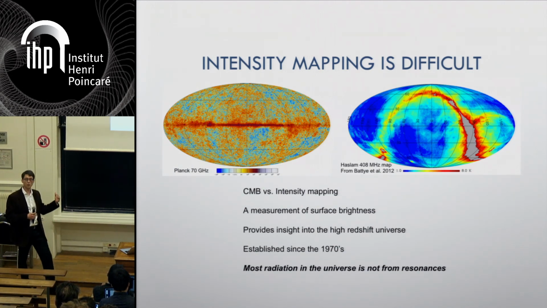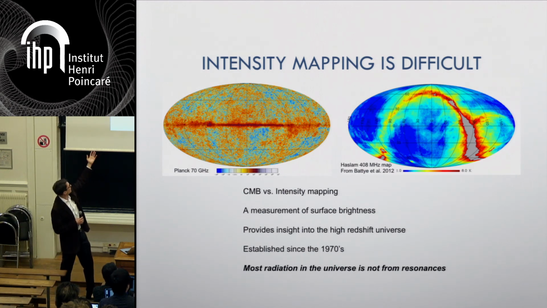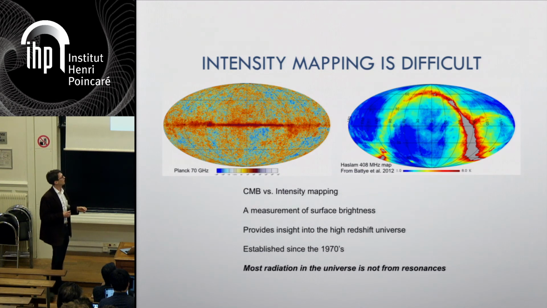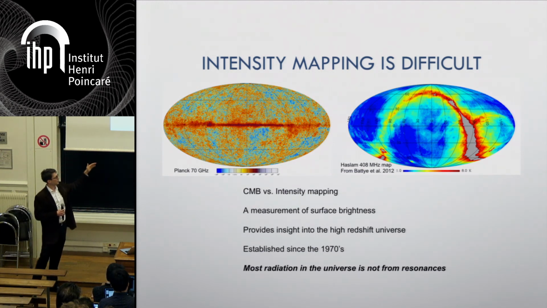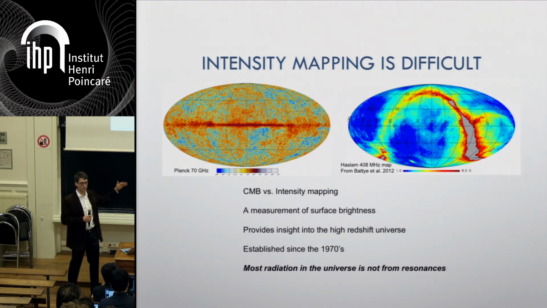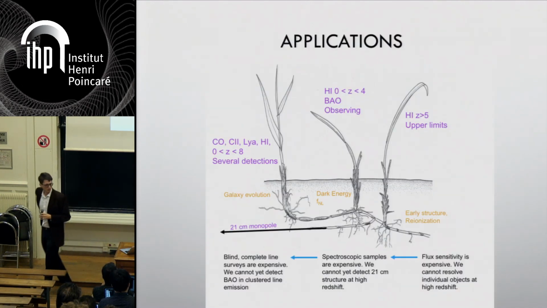The way to see why intensity mapping is challenging is to look simply at the sky at, say, 70 gigahertz, where you can see the CMB, versus at something relevant for 21 centimeter, which is completely swamped by galactic emission. So the basic statement here is that most of the radiation in the universe is not reprocessed by resonances. And that's what makes intensity mapping so hard.